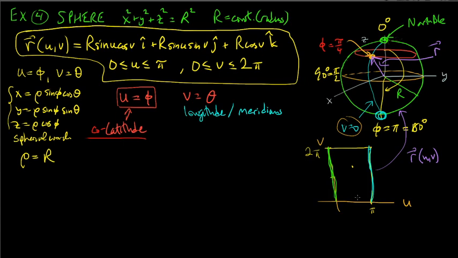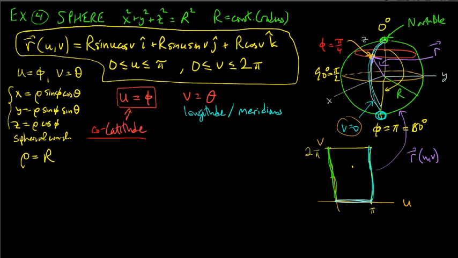So what about constant v? Say v is 0. That's this red line here. That's going to be the prime meridian. That'll be this line right here, or this curve, this circle on the sphere. I used the wrong color. I should have used blue here, but it's a little late. So that's the prime meridian.